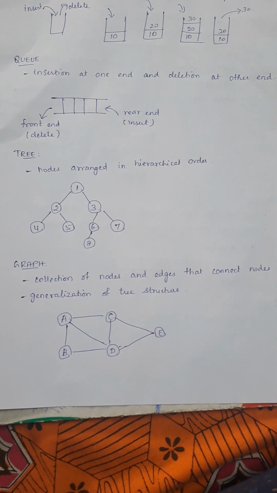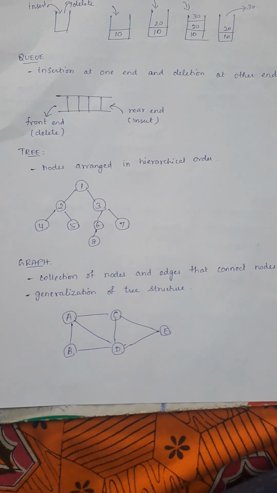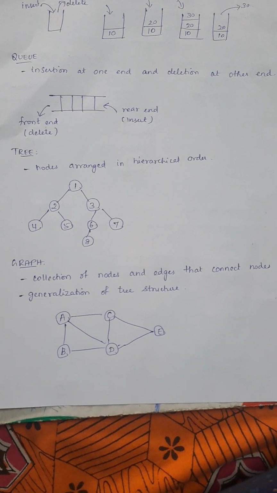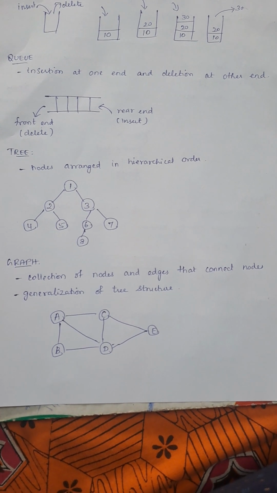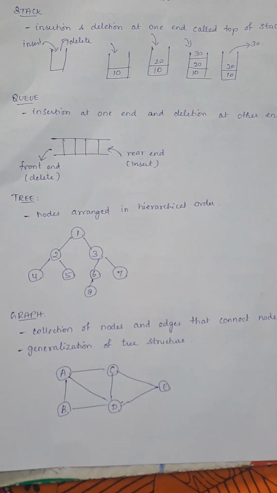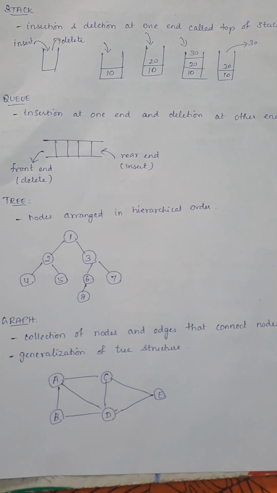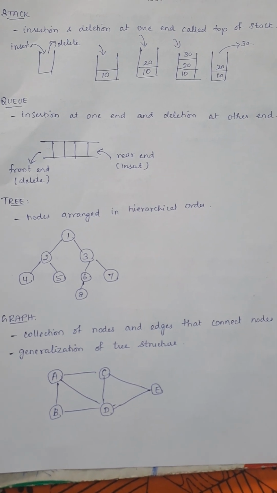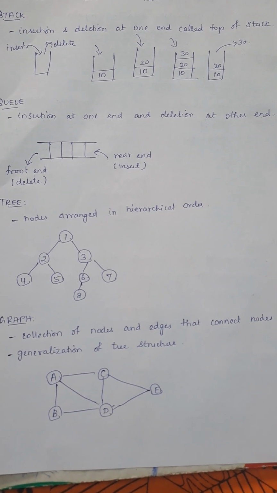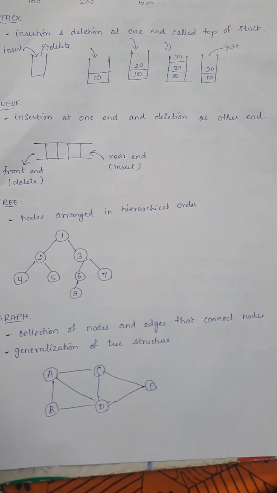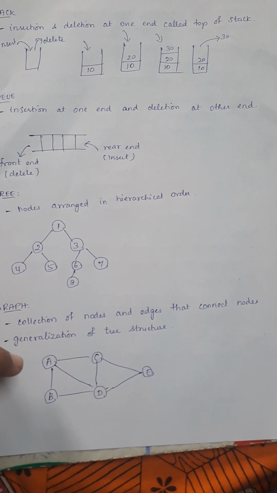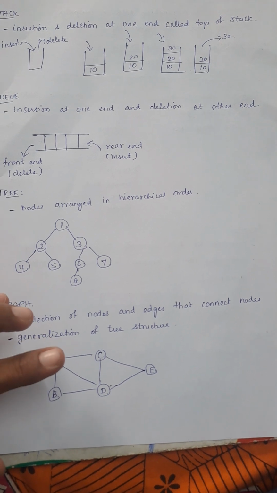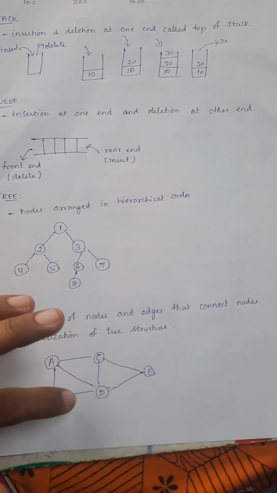And the next type of non-linear data structure is a graph. It is a generalization of the tree structure, and one real-time example for a graph is Google Maps, which we are using nowadays. Google Maps is the best example for a graph. A graph contains vertices or nodes and edges that connect the vertices. So this is an example diagram for a graph where we have 5 vertices or nodes A, B, C, D and E, and we have edges connecting all these things.